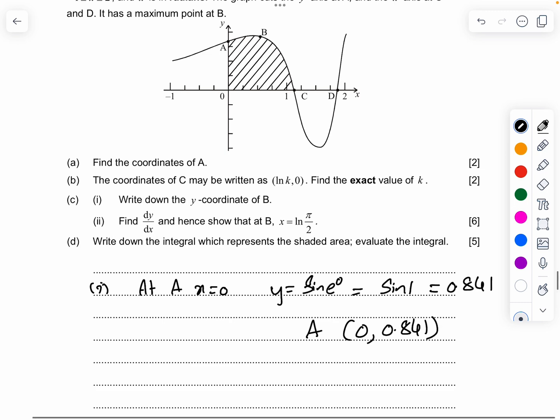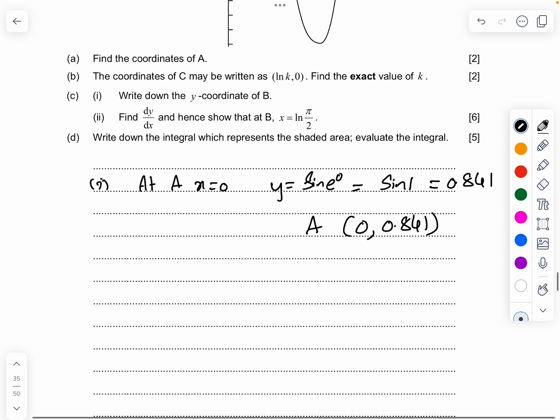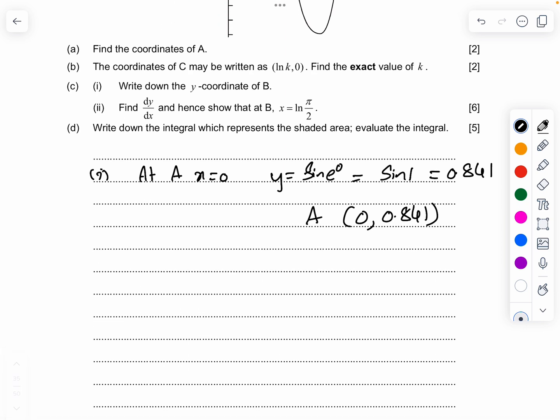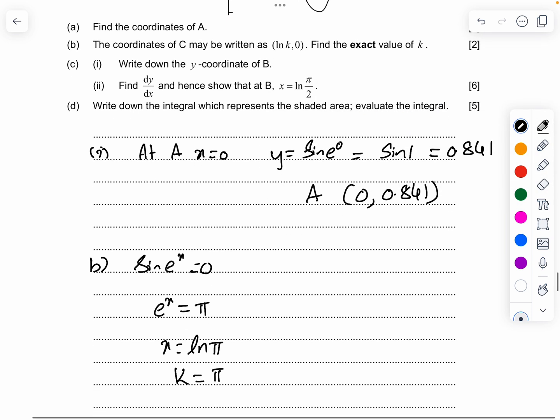Which is equal to 0.841. So the coordinates will be 0, 0.841. Part B, the coordinates of C can be written in the form of ln k, 0. Find the exact value of k. So sin e power x equals 0. So e power x equals pi. So x equals ln pi. So k equals pi. Write down the y coordinate of B. Maximum value of sine will be equal to 1.